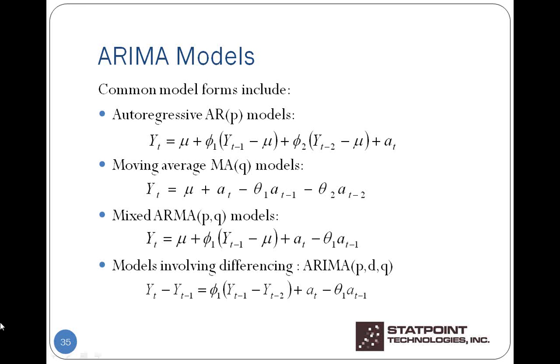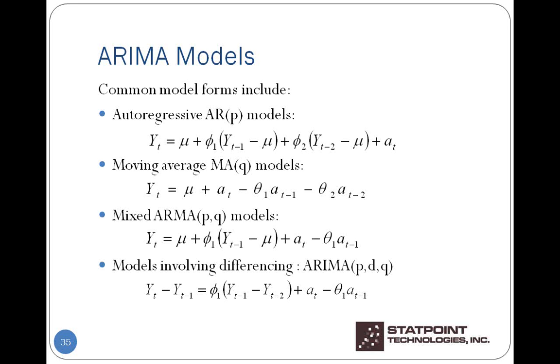It says that the difference between what happens today and yesterday, or this month and last month in the case of the unemployment rates, is a function of the change that I observed 1 month back and 2 months back, plus a shock that hit the system at time t, plus the shock that hit the system at time t minus 1. That's actually the mathematical model that the automatic forecasting procedure picked for the adjusted unemployment rates.